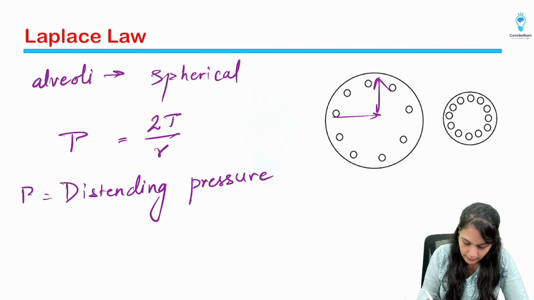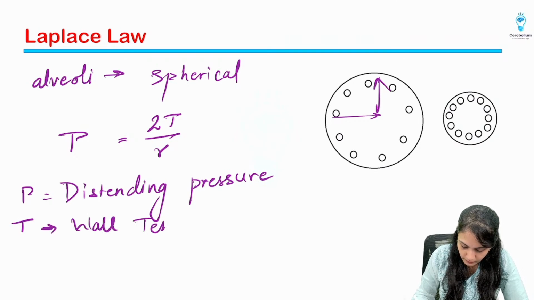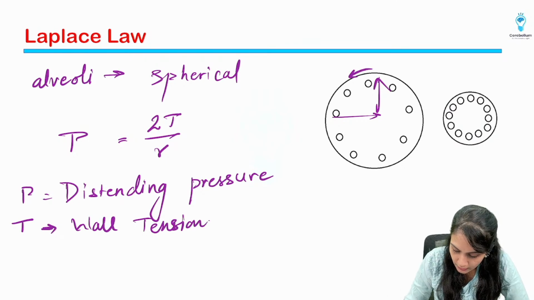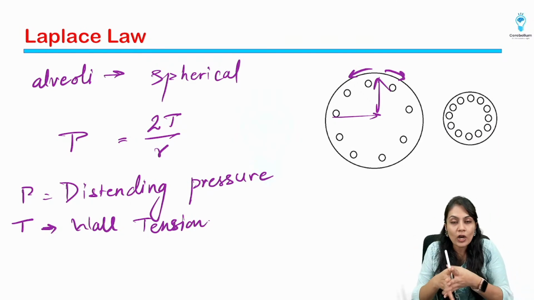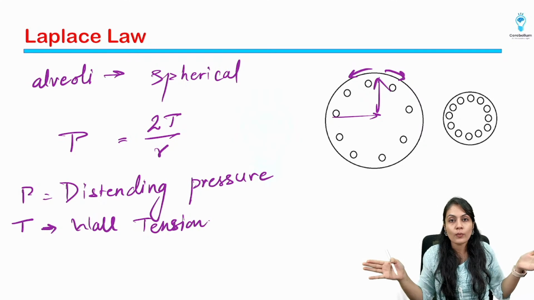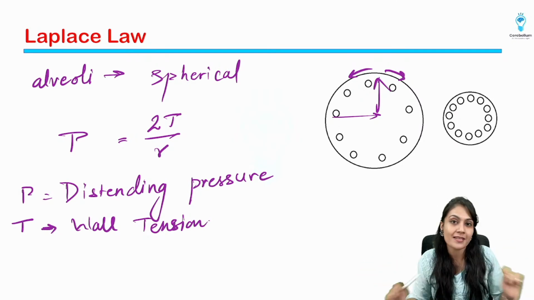Distending pressure, right? And what about the T? T is the tension, wall tension. What do you mean by wall tension? This is the wall tension. If I give a cut over here, with what tension, with what force, this wall is going to rupture or it is going to get separated.